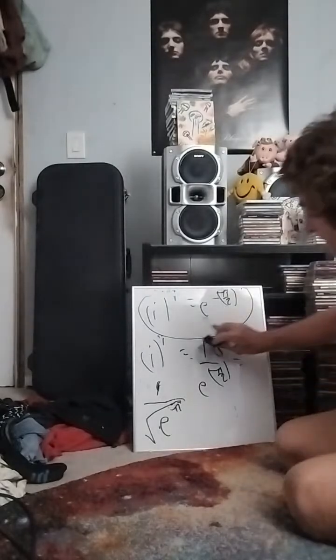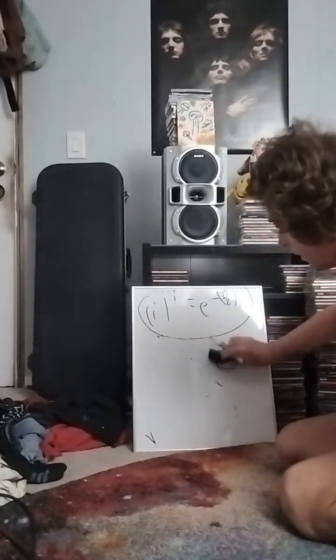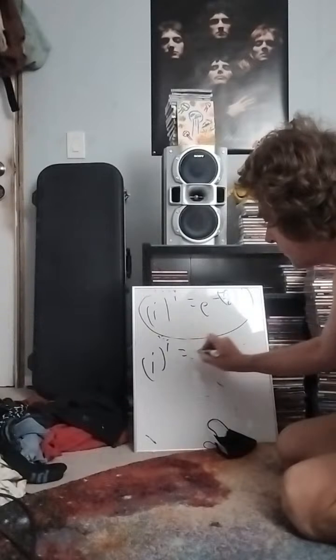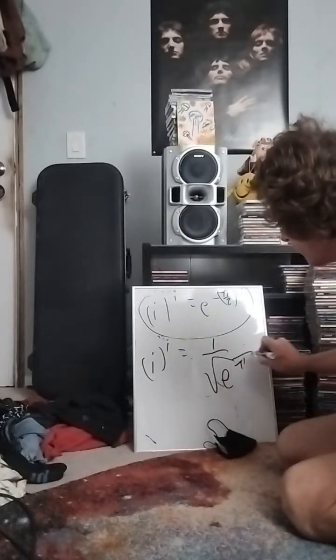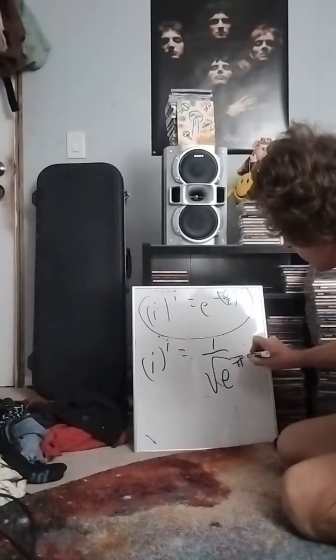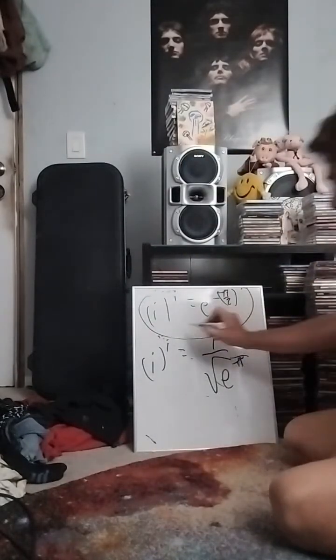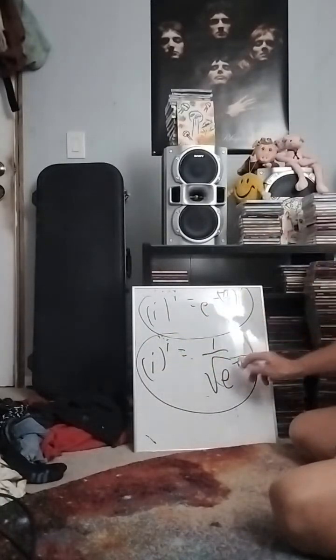So finally, we did all that. You have i to the i equals 1 over the square root of e to the pi, which is a real number. I forgot the value of it, but that's a cool identity there too. i to the i is equal to 1 over the square root of e to the pi.